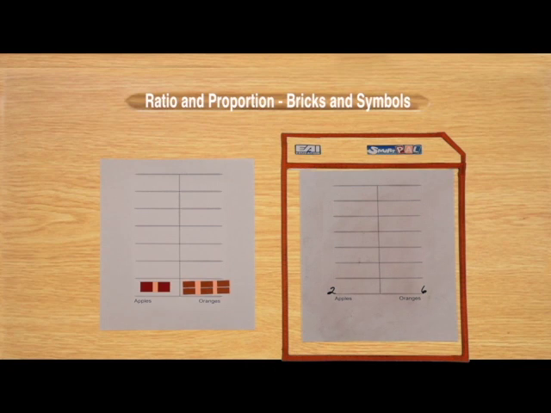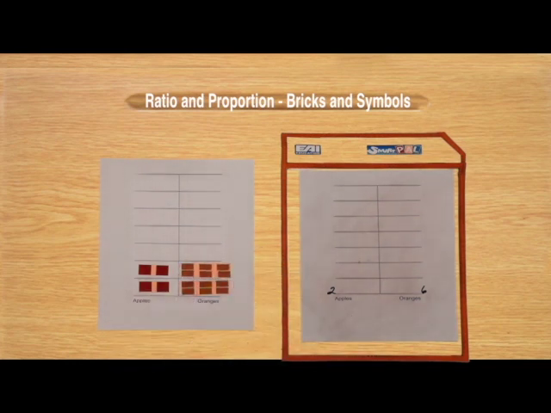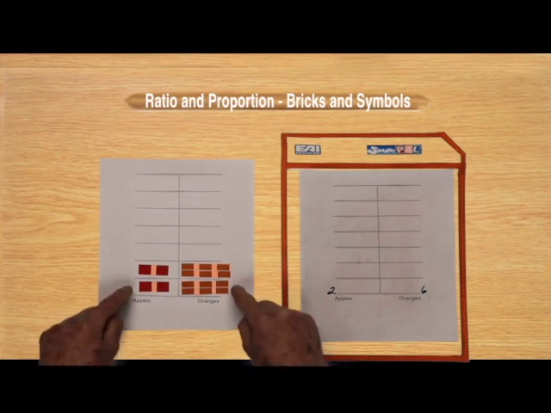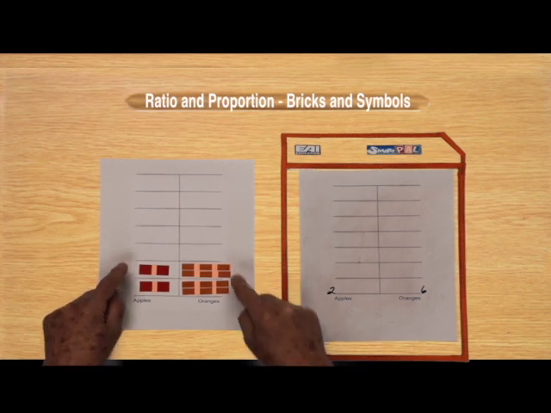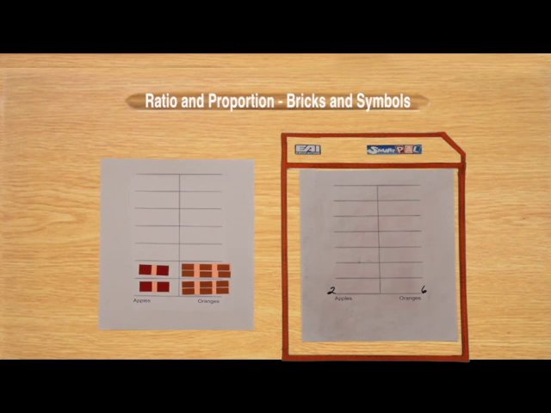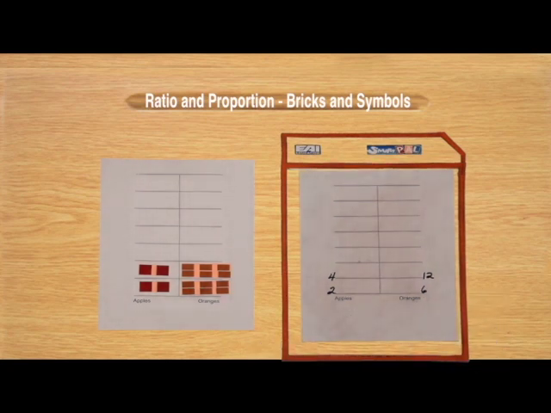Let's do that again. We're going to take another set of 2 apples and another set of 6 oranges. So now we have 2 sets of 2 apples and 6 oranges. We have a set of 2 apples and 6 oranges here, and a set of 2 apples and 6 oranges here. But there's another way of looking at this. Here we have a total of 4 apples. Here we have a total of 12 oranges. And what we're going to do on our SmartPal is record the totals. So we're going to have 4 apples and 12 oranges.